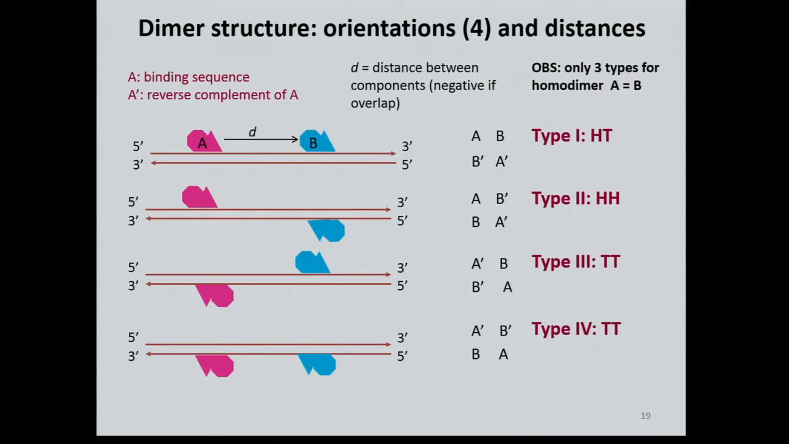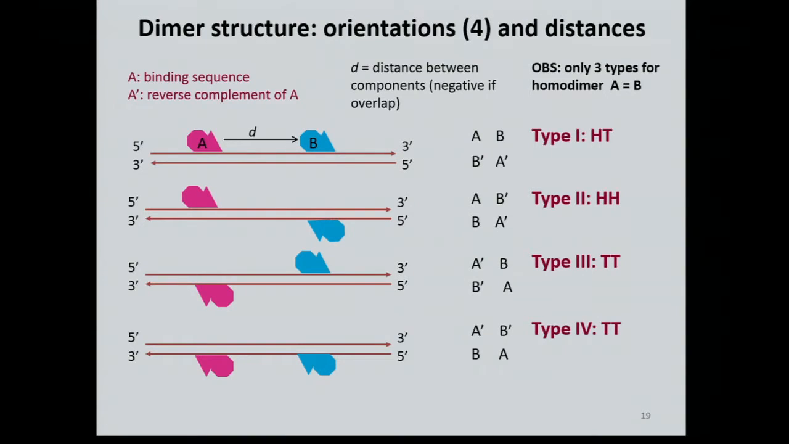So here is just how this dimer can happen. The head of this is against the tail of this, so it is HT type, or the head of this is towards the head of this, so it is HH type, and so we get these four different arrangements, and the distance D is also essential.